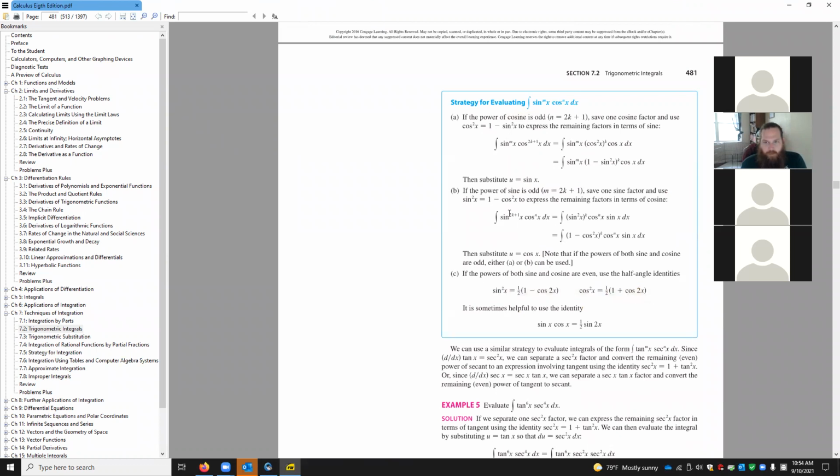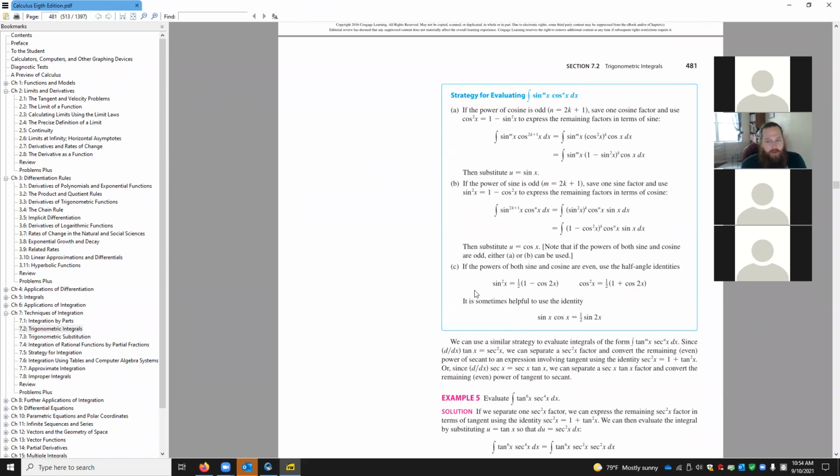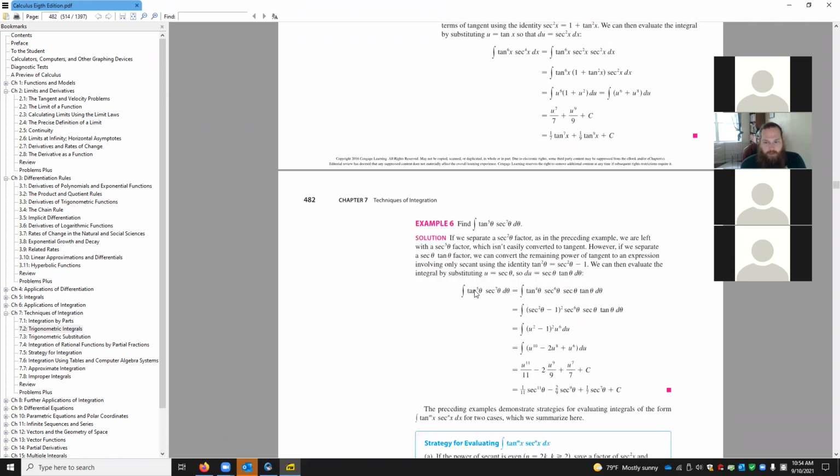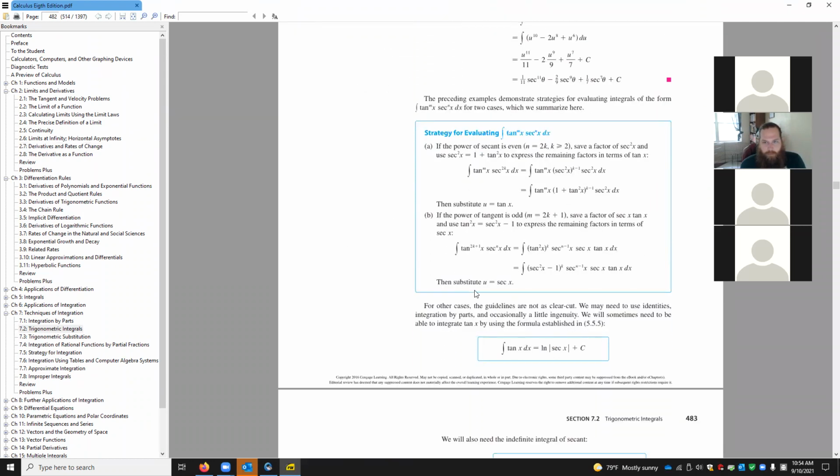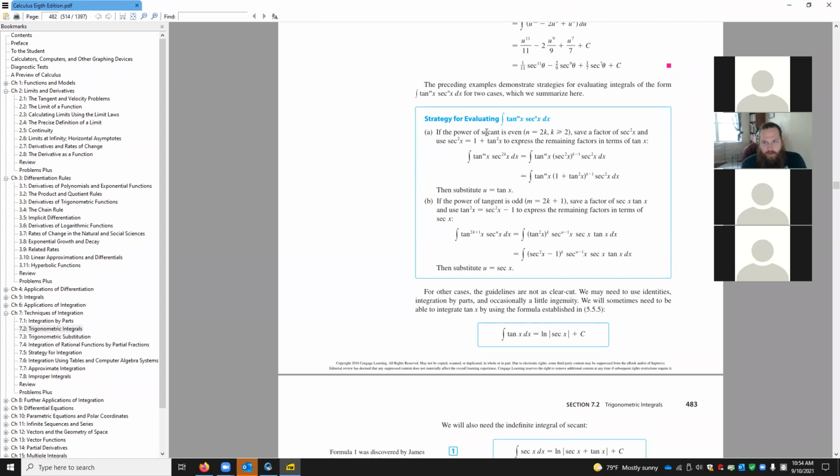And what they don't cover here is if they're both odd. If they're both odd, then you could sub for either. I recommend subbing for the larger one. The secant tangent strategies are in here as well. Like I said, if the power of secant is even, then you're going to sub for tangent. If the power of tangent is odd, then you're going to sub for secant. And again, use trig identities to make it go.